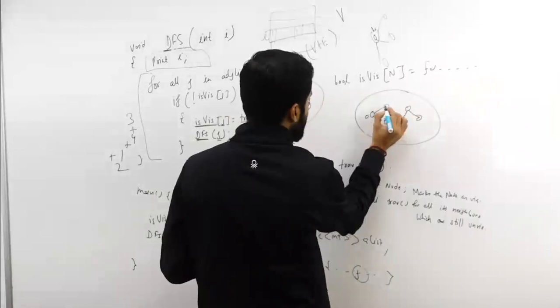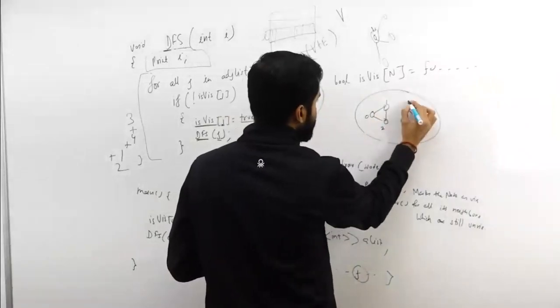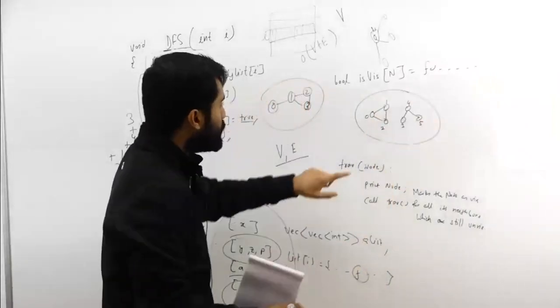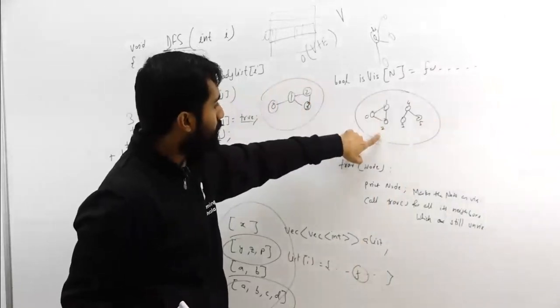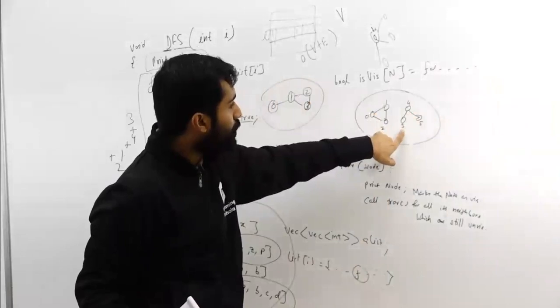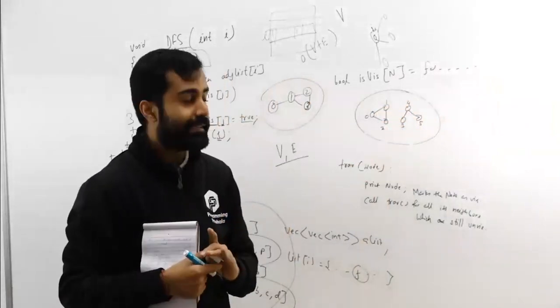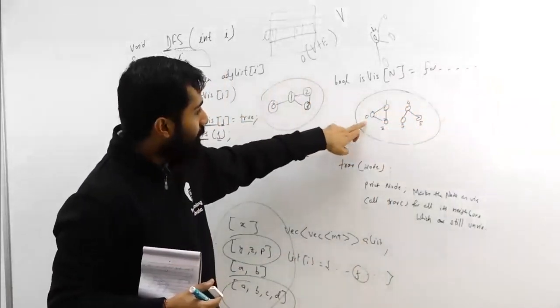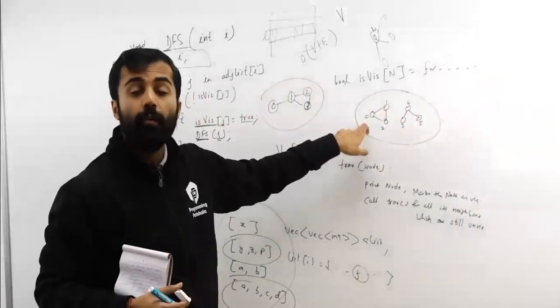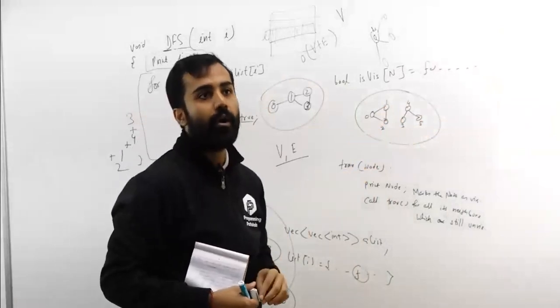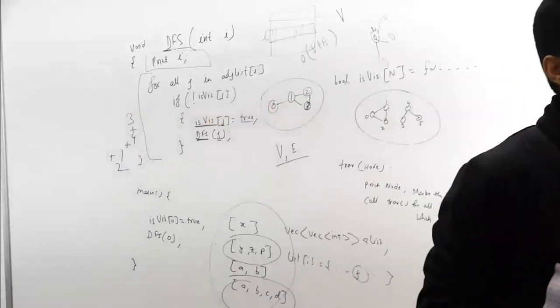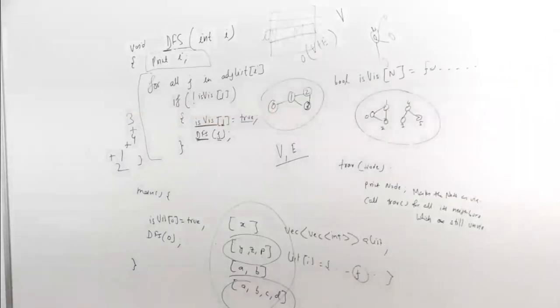So let me just label the nodes. Let's say they are 0, 1, 2, 3, 4, and 5. If you start your traversal from 0, you will only be able to print 1 and 2. If you start from here, you will only be able to print 4 and 5. The point is that if you start traversal from a node, you will only be able to print the connected component to which that node belongs. Is that correct? Yes or no? So how do we handle such kinds of graphs?